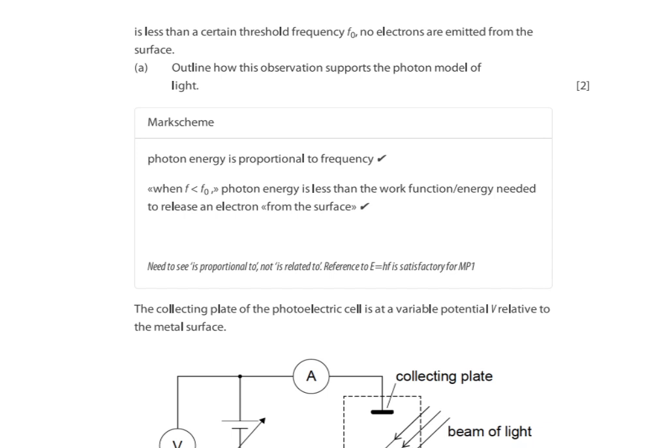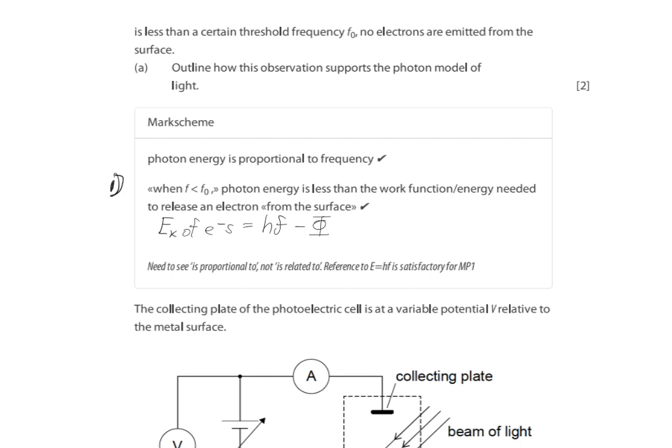I feel like sometimes these mark scheme explanations go backwards, but I would say this is the first point. If the photon energy is less than the work function, then you're not going to release an electron from the surface. You have to overcome the work function in order to even release a single photoelectron from the surface. So the kinetic energy of the photoelectrons is equal to hf minus the work function. And again, the intensity of the light has nothing to do with the kinetic energy of the electrons.